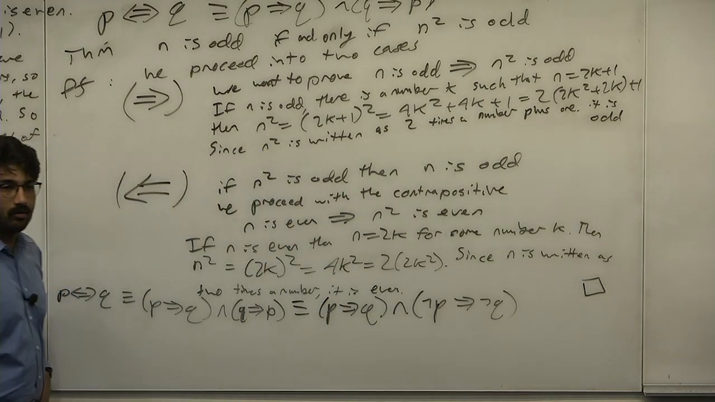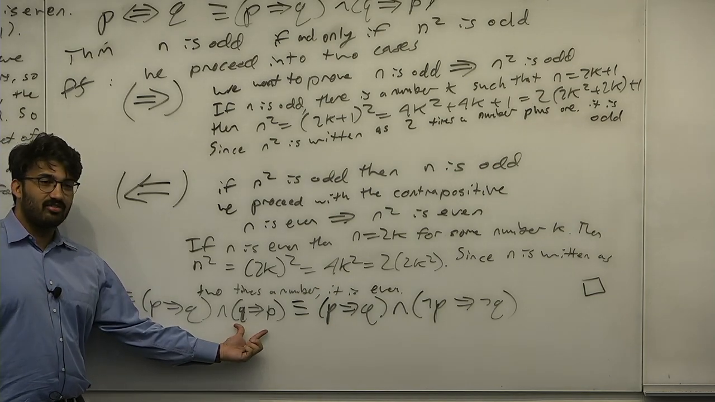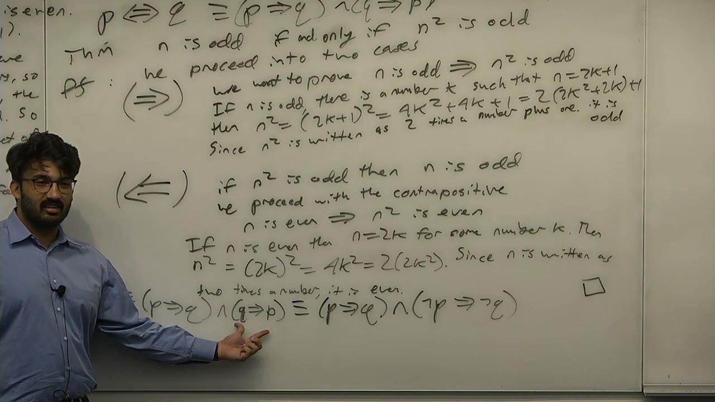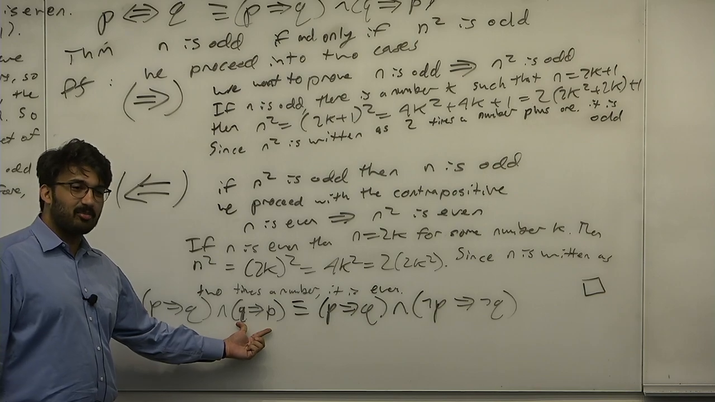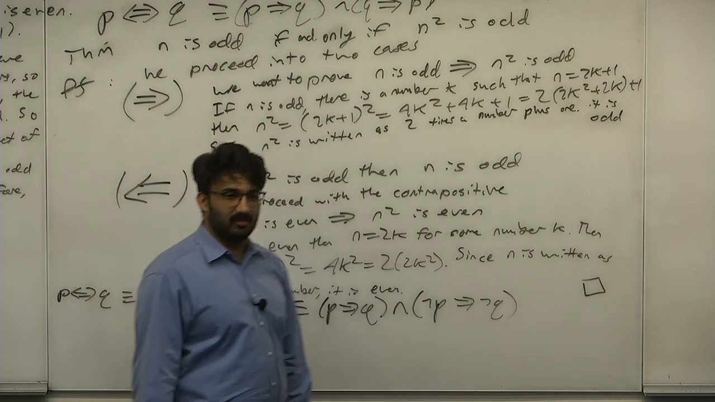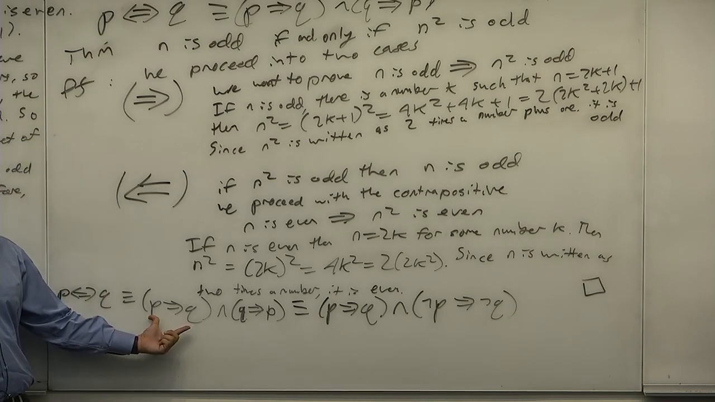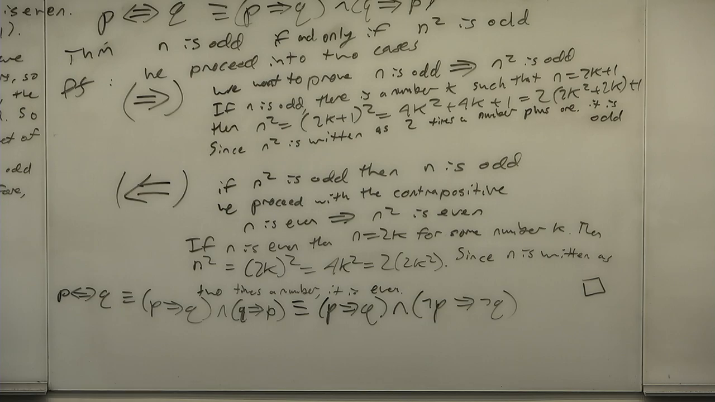Question? It would be like not Q implies not P. Ah, but we're taking the contrapositive of the reverse of the if and only if. The reverse of the if and only if, the only if part, is Q implies P. So the contrapositive of Q implies P is you reverse it again, so it's not P implies not Q. Now, had we taken the contrapositive of the first case, it would have been not Q implies not P. Do we see why this is true?